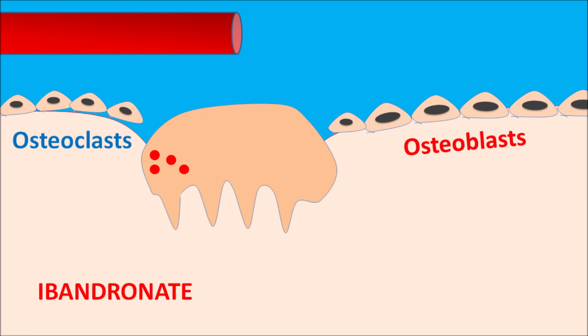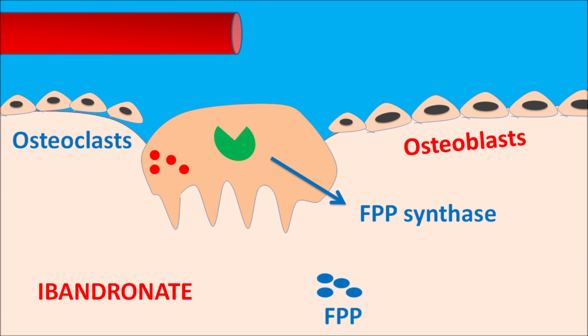Now once it is accumulated within the osteoclast, it can inhibit one of the important enzymes which is responsible for binding of osteoclast to the bone matrix. This enzyme is nothing but FPP synthase, farnesyl pyrophosphate synthase. This enzyme is going to convert the farnesyl pyrophosphate into GGPP, geranyl pyrophosphate. Now Ibandronate can bind to this enzyme, thereby this drug inhibits the activity of this enzyme.